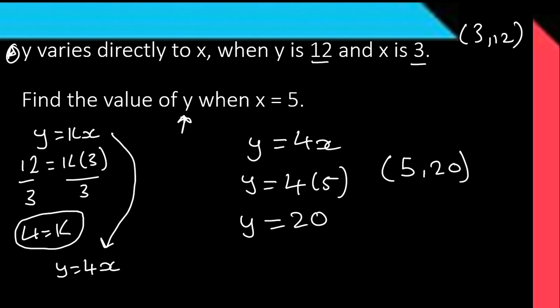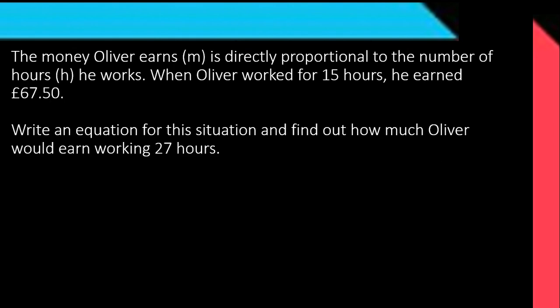So let's finish on a real life question then. Okay, so what happens if we're given a real life question about direct variation? So the money Oliver earns, M, is directly proportional to the number of hours H he works. When Oliver worked 15 hours, he earned £67.50. The question wants us to know how much will he earn if he works 27 hours.